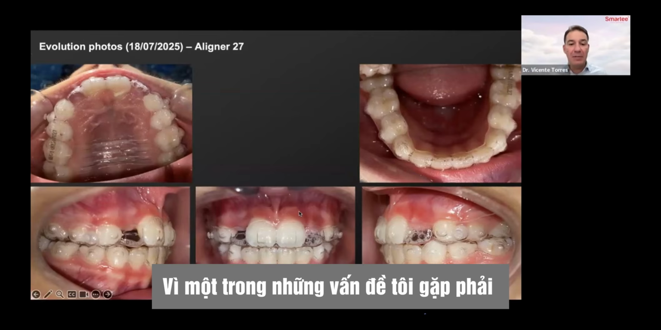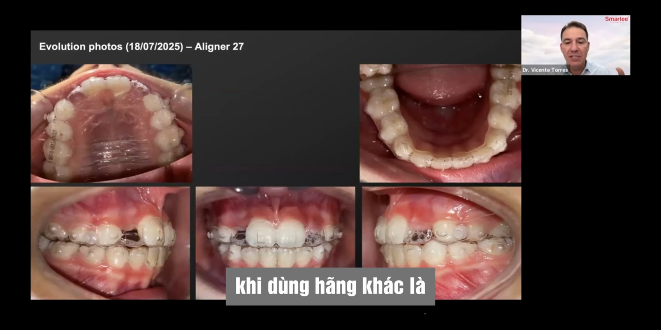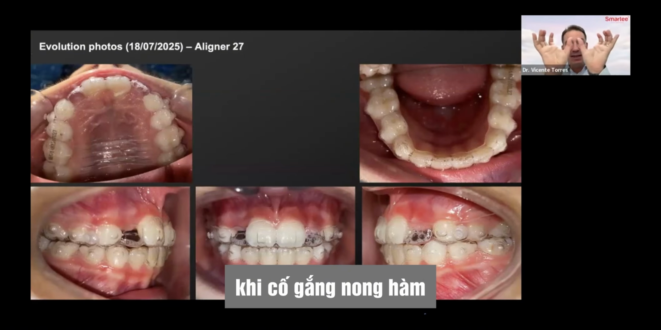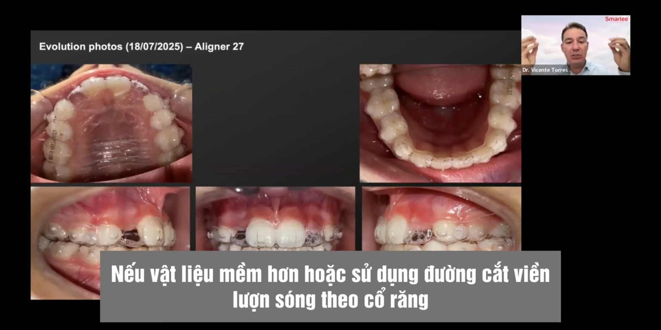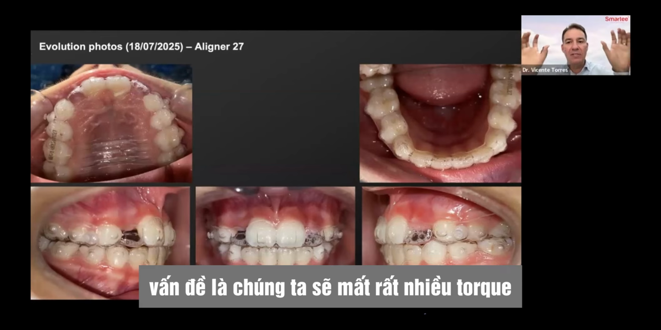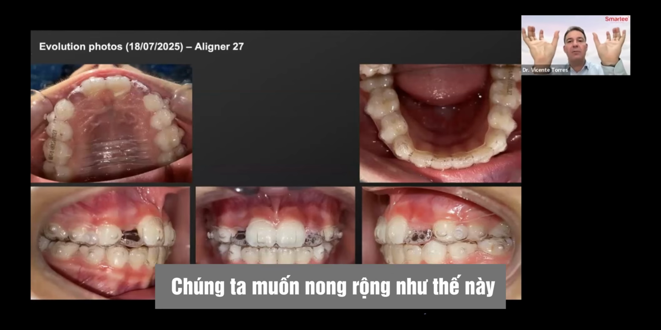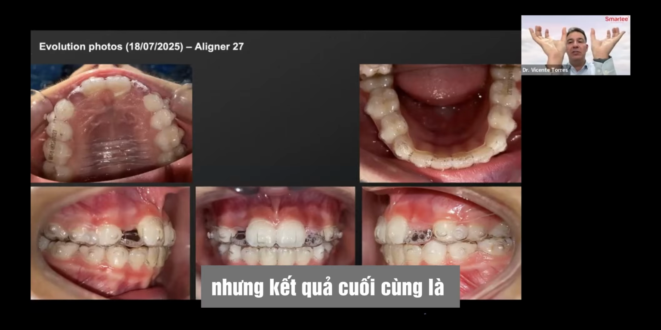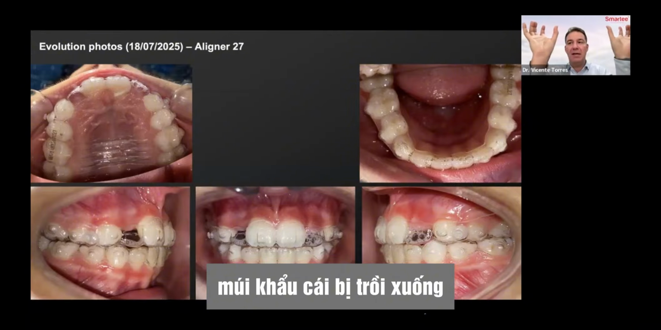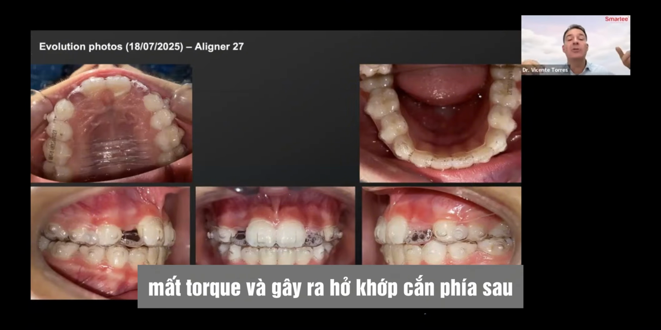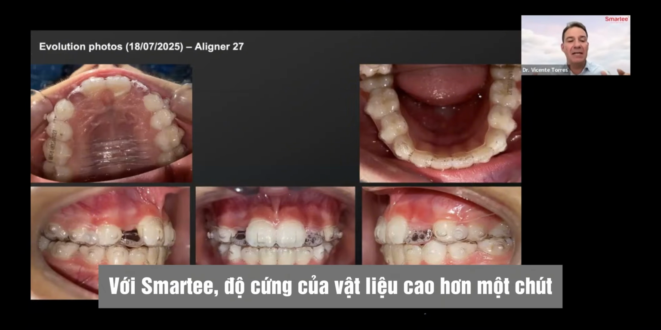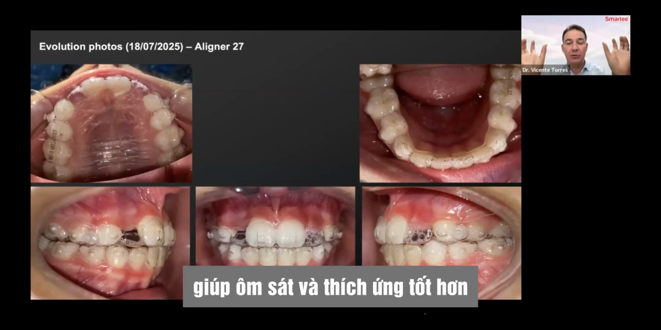Why? Because one of the problems that I have with other brands is that when you try to make the expansion, if the material is softer than others, or you have scalloped framing, the problem is you lose a lot of torque. So if you want to make this kind of expansion, at the end in your results you have the palatal cusp going down, losing torque, and a posterior open bite. With Smartee, the material is a little stiffer, so it's better for adaptation.